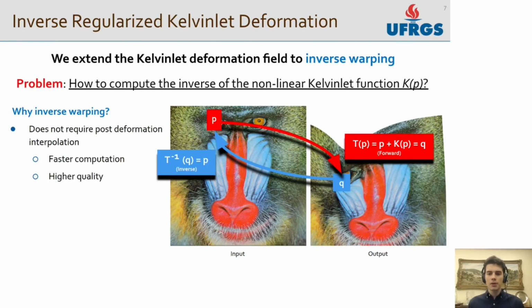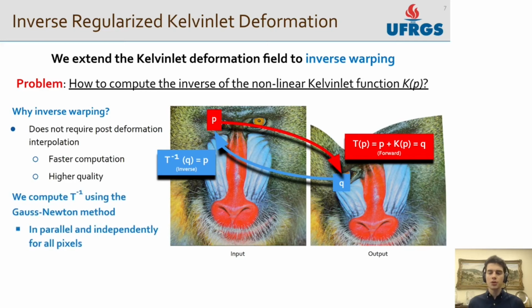We have a problem, however. The function Kp is nonlinear, meaning that its inverse does not have a trivial solution, which is why we use the Gauss-Newton method to find the inverse. This algorithm can be executed independently and in parallel for all pixels Q in the output image space. Please refer to our paper for more details.